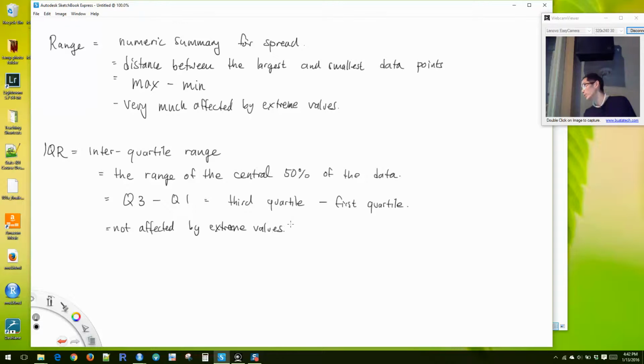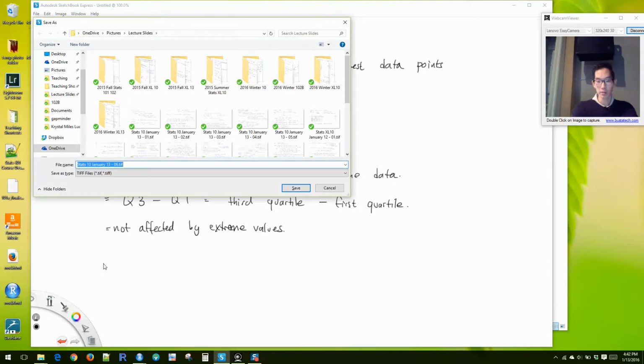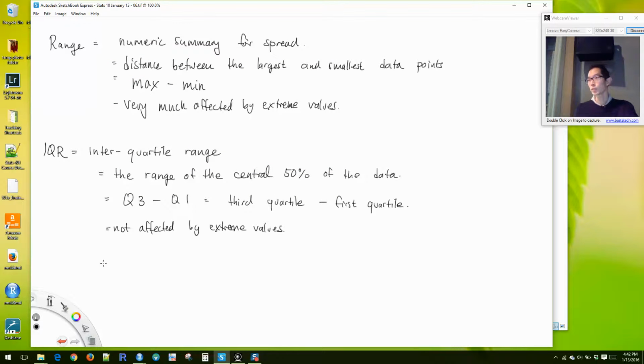So you can see we have different numeric summaries, some affected by extreme values and some not. Whether you want your numeric summaries to be affected by extreme values or not depends on the situation you're in. In some situations you do want that taken into account, and in others you don't, okay? So when we're talking about calculating the IQR, the interquartile range, I probably need to define Q3 and Q1, okay? So if I may, I'm going to flip to the next slide.